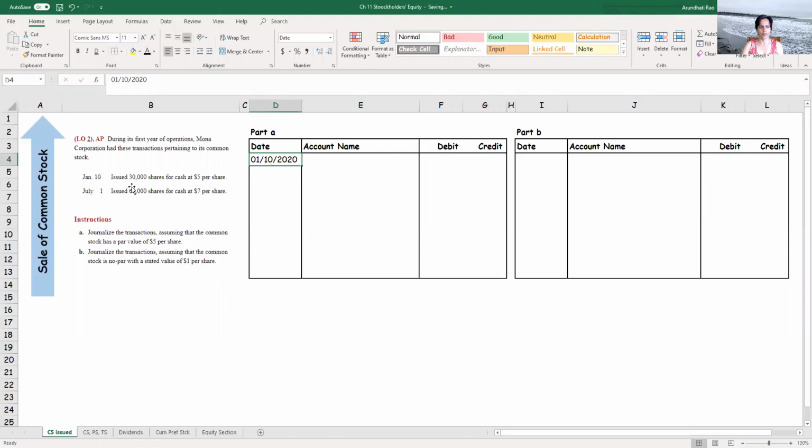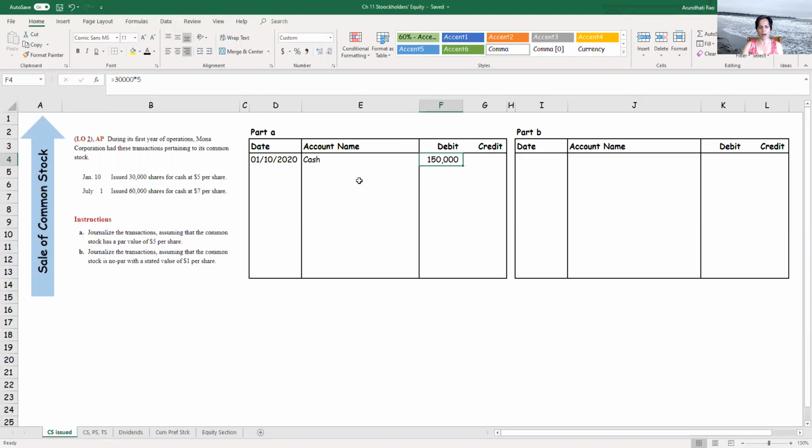I issued shares. The word issue means I sold. I sold shares, I got cash, $5 per share. So 30,000 times 5, that's how much cash I got. So I'm going to debit cash and the amount's going to be $150,000. If you look at my formula bar over here on top, I have 30,000 times 5, 150,000.